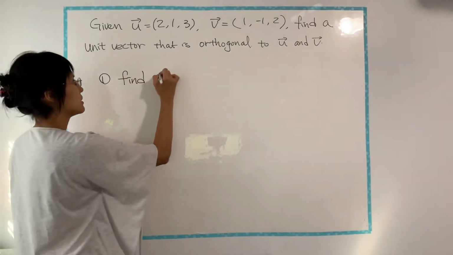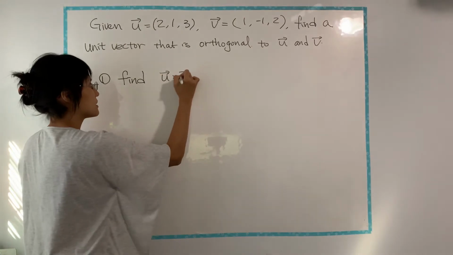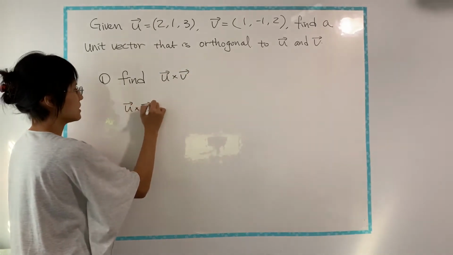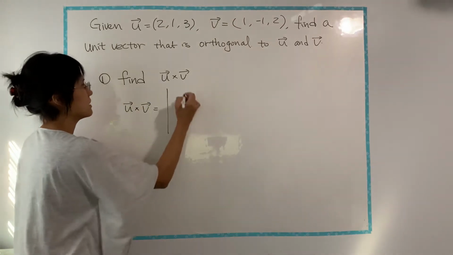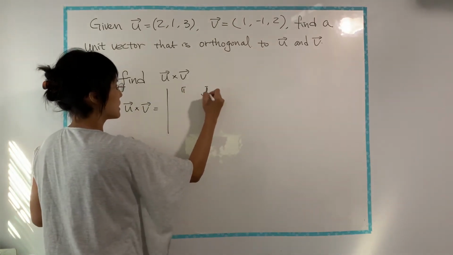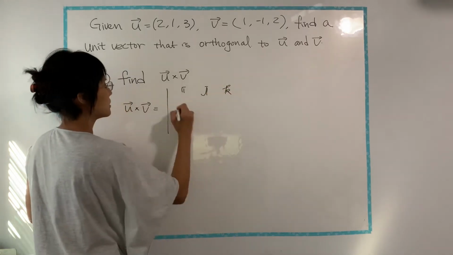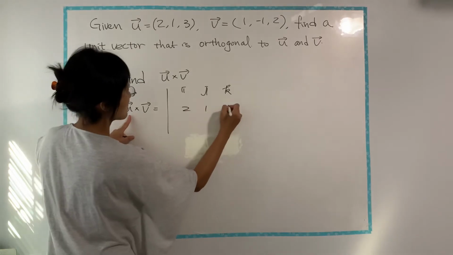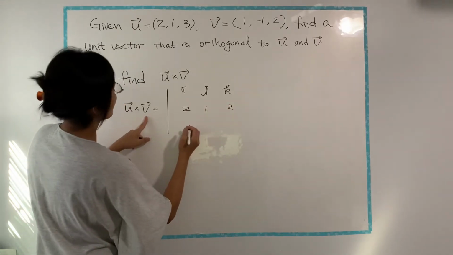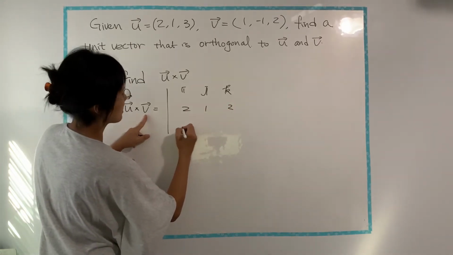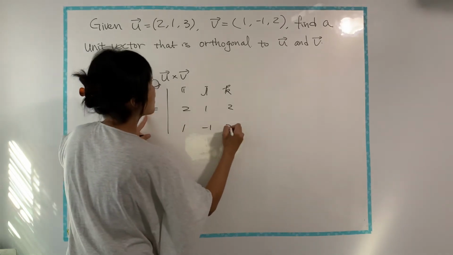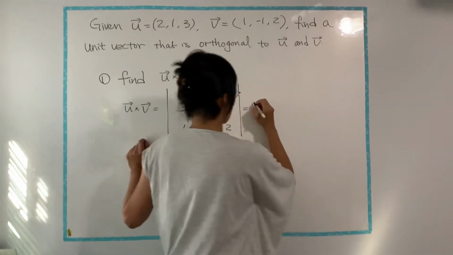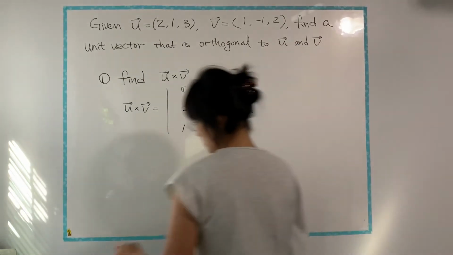Now go ahead, let us find U cross V. Alright, there we go. There's a formula: i, j, k always goes to the top row, whatever is the first vector goes to the second row, whatever is the second vector goes to the bottom row. Take the determinant.